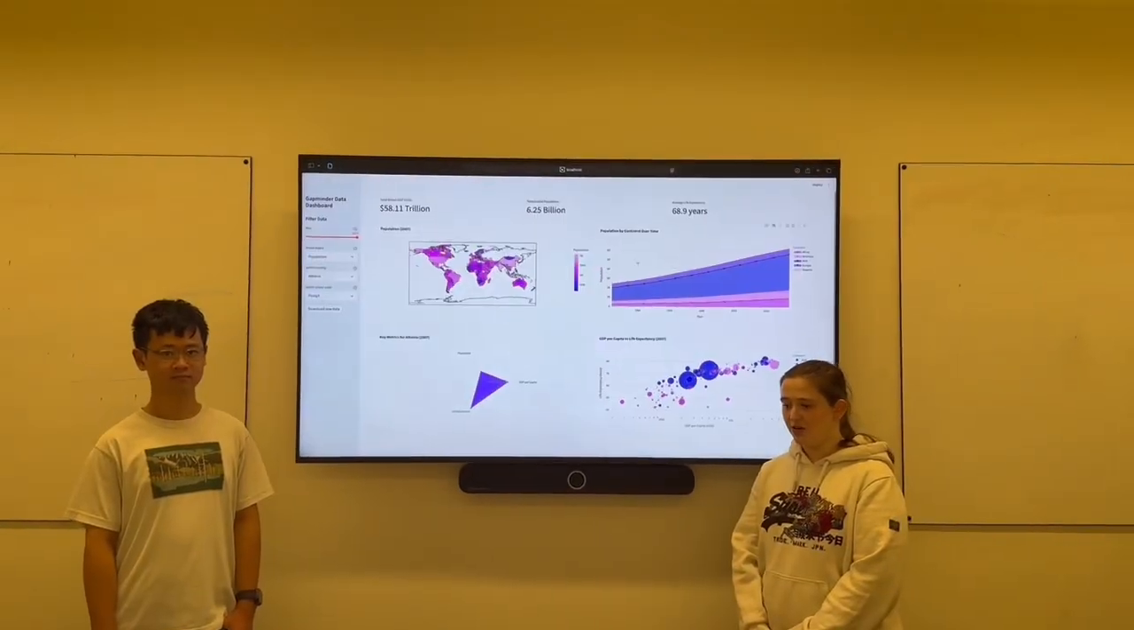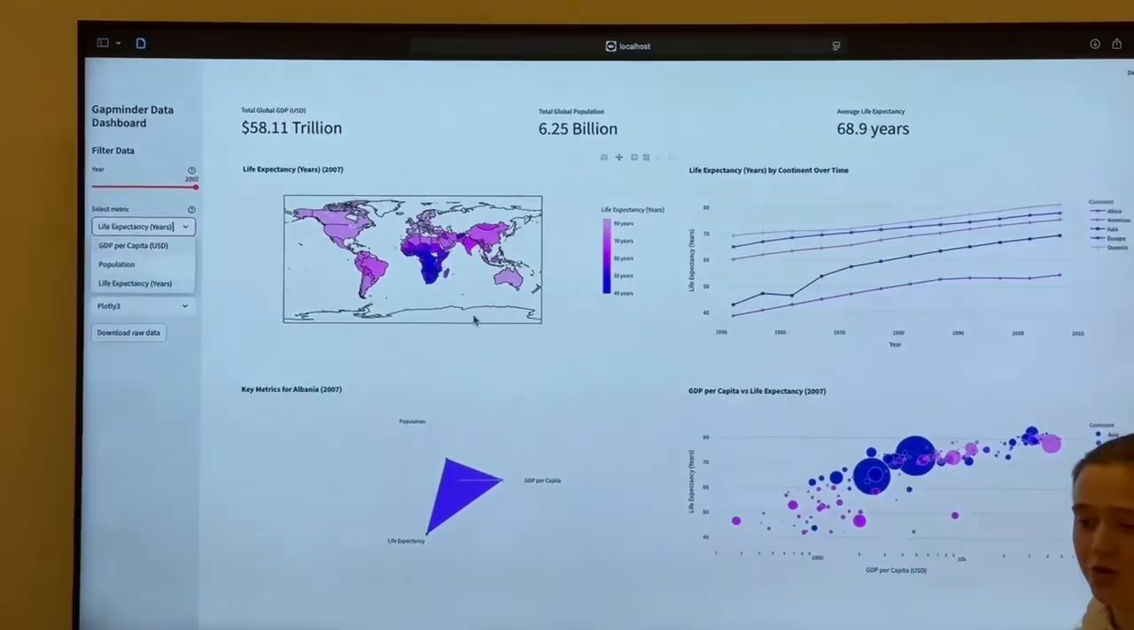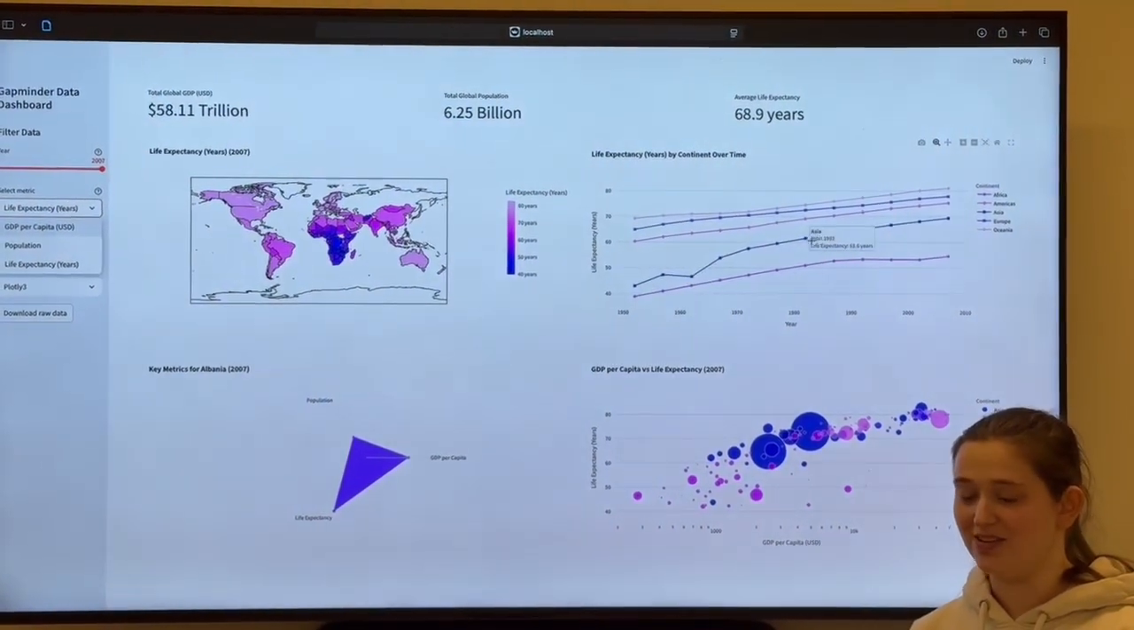Still, some African countries and some Asian countries are consistently lagging behind in GDP and life expectancy, with growth across all metrics remaining relatively stagnant.